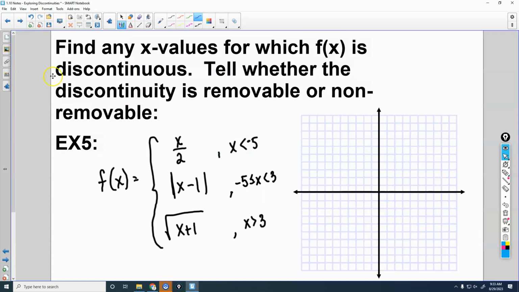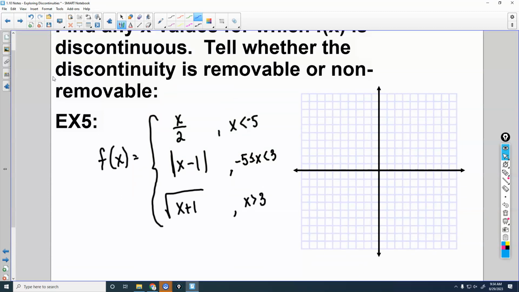Okay, let's look at piecewise. Okay, so we're going to actually graph this one. I won't make you graph too many, but we're going to graph this one. So we have got to tell whether we have removable or non-removable discontinuities here. So we got to graph this first graph for x is less than or equal to negative 5. So that falls, I'm going to put myself a dotted line right here.